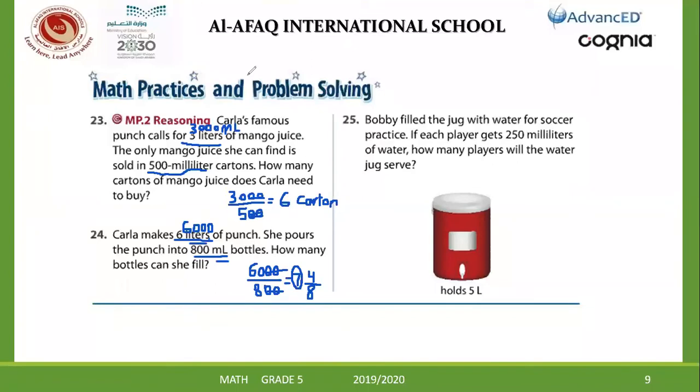You can write here in the text the total number of the bottles you can fill. They are what, Lujaina? 7 bottles, great. Okay, got it, Lujaina? Yes. Because the number that is left, you cannot use it to fill another bottle. Okay, thank you, Lujaina. Welcome. Another one.